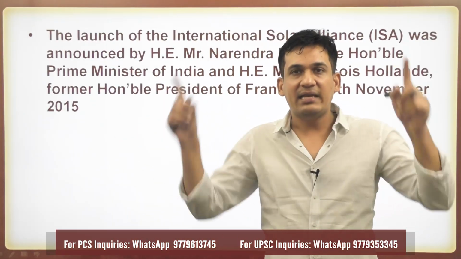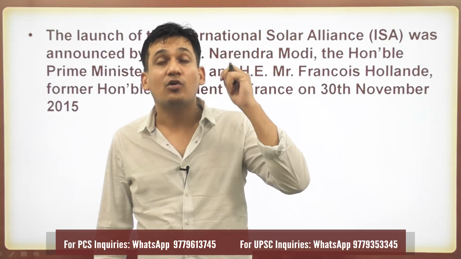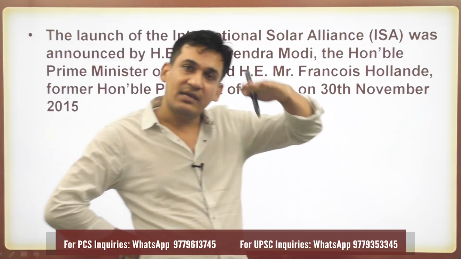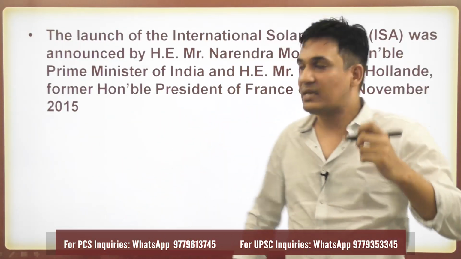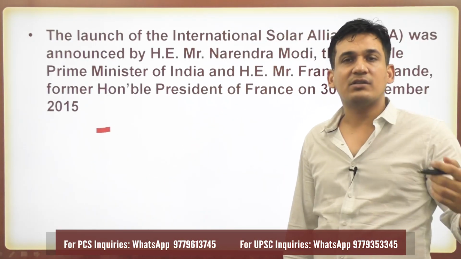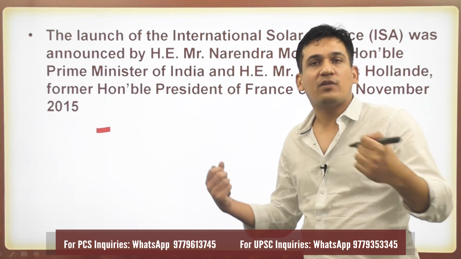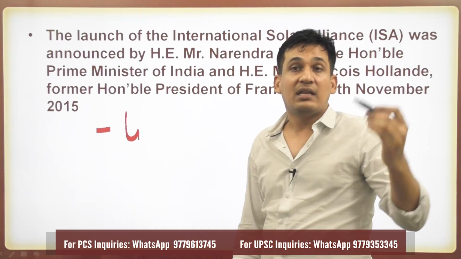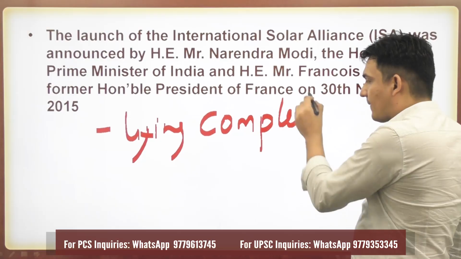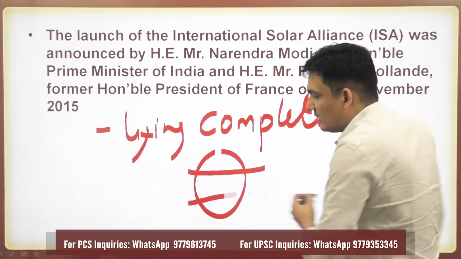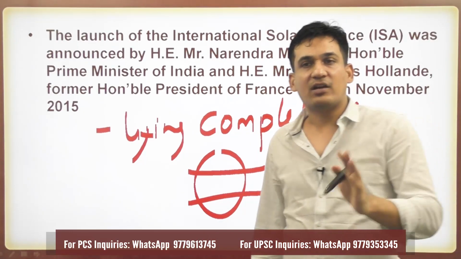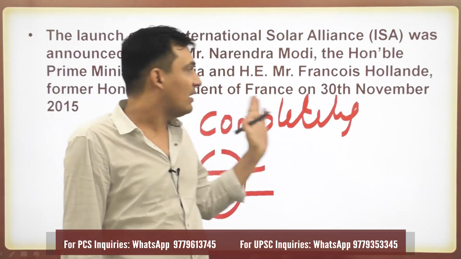So this whole idea, ISA, was conceived as a coalition of solar resource rich countries which lie either partly or completely between the tropics. Again, in the prelims, the examiner may give you a question that the idea was conceived as a coalition of countries situated completely within the tropics. So this would be an incorrect statement. Even if a country is lying partially within the tropics, that country is eligible to be part of ISA.